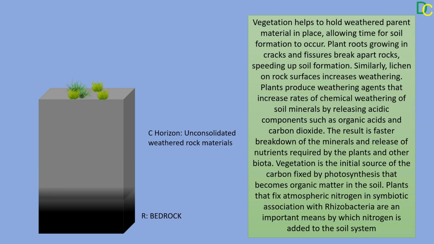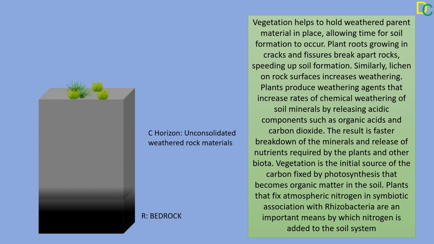The next layer that forms is called the C horizon. This layer consists of unconsolidated weathered rock materials. Vegetation helps to hold weathered parent material in place, allowing time for soil formation to occur. Plant roots growing in cracks and fissures break apart rocks, speeding up soil formation. Similarly, lichen on rock surfaces increases weathering.